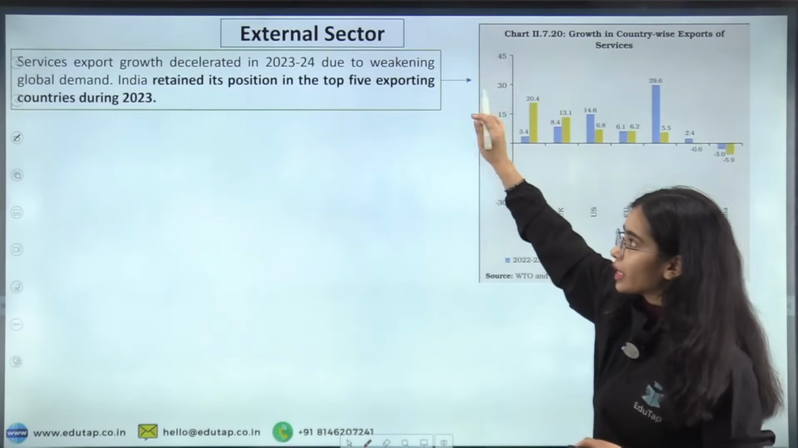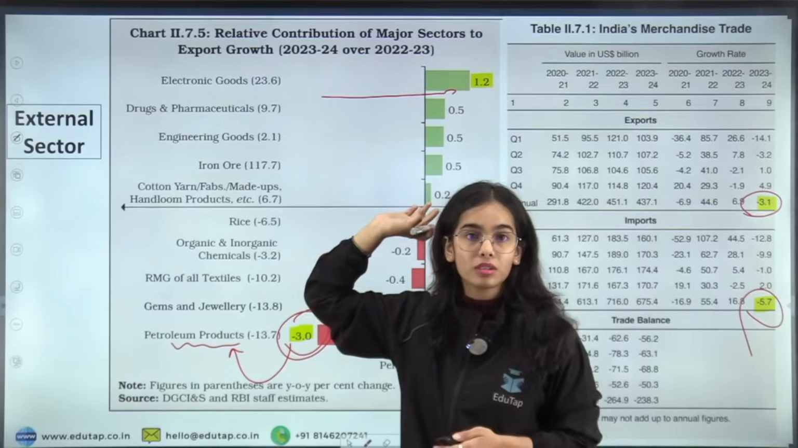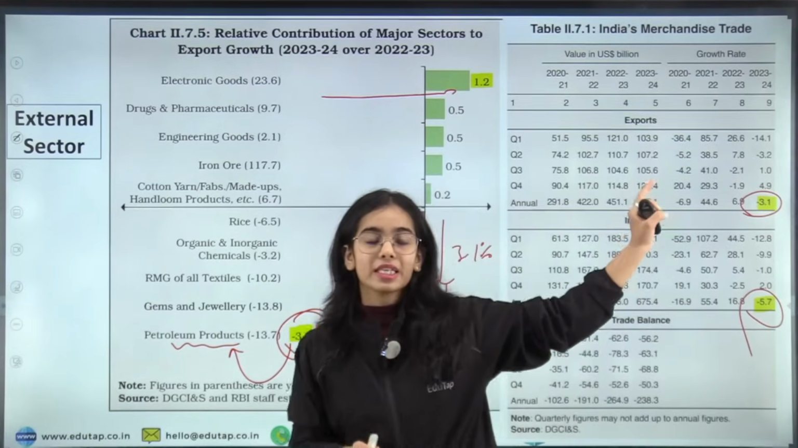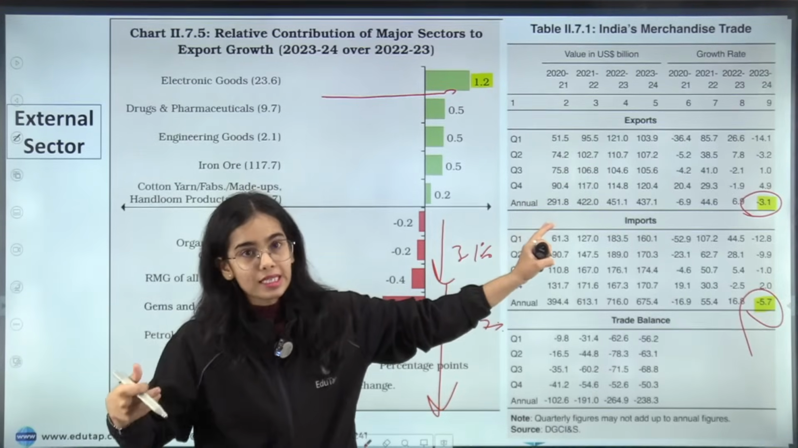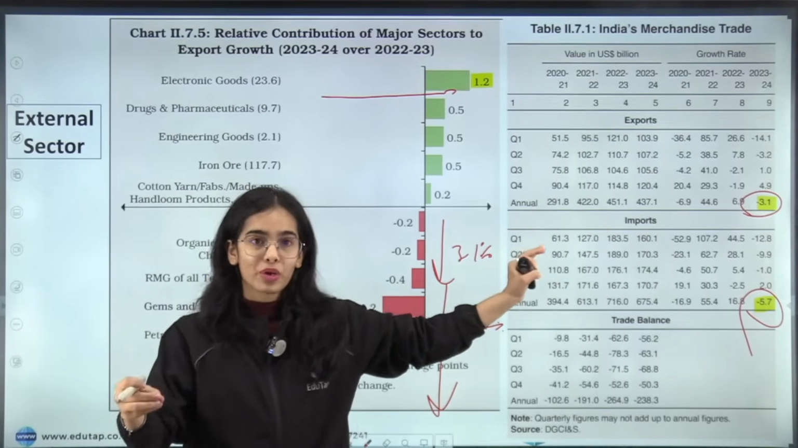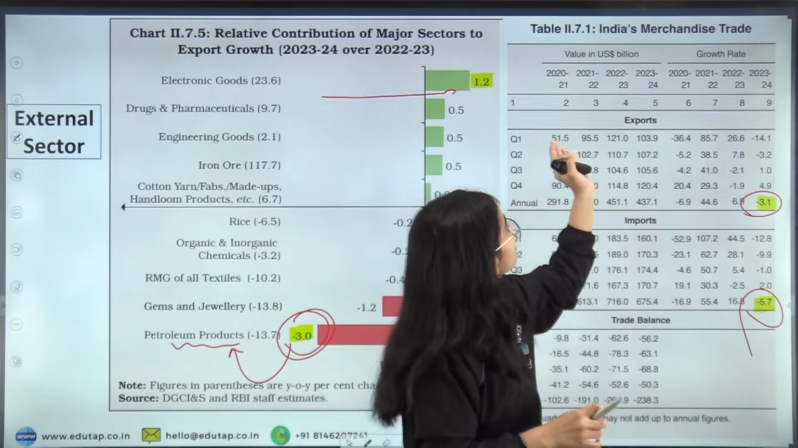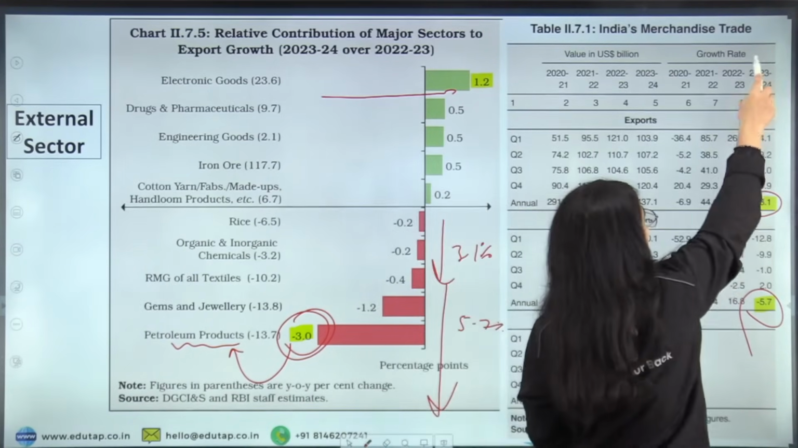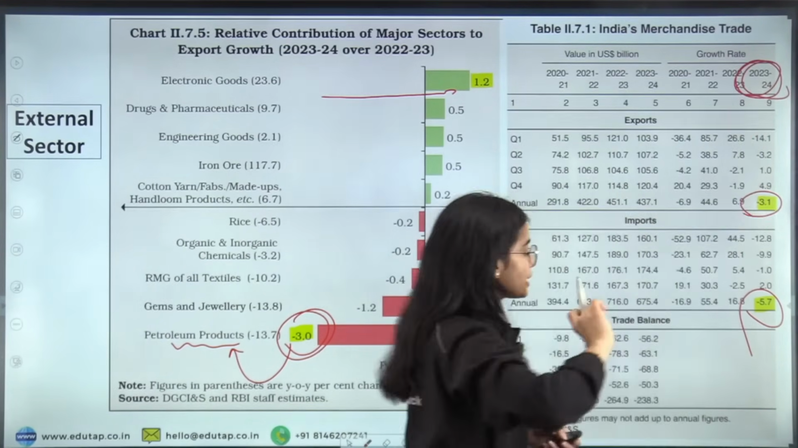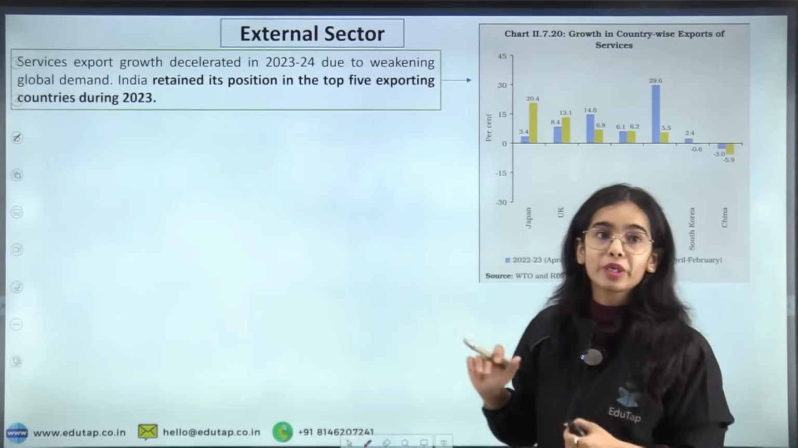Okay, so here the services sector. For the merchandise trade, we have seen that the exports have decelerated. They have fallen by 3.1%. The imports have fallen by 5.7% in 2023-24, that is the financial year that we are studying. Okay. Now coming to the services.